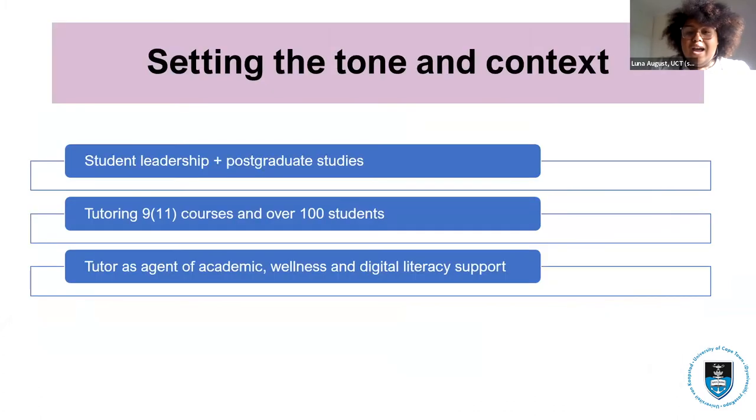Cool. So, okay, I'm going to give you some context just so that you can understand the viewpoints and the positionality that I'm speaking from today. During 2020 and 2021, I worked as both a student leader serving in the Students' Representative Council, which we know from the Higher Education Act as being the highest body of student leadership at any university, at least in South Africa. And during this time, I was also submerged in postgraduate studies. I was doing a BA honours in theatre and performance at the time. And then last year, I did the proposal portion of a research MA in theatre as well.